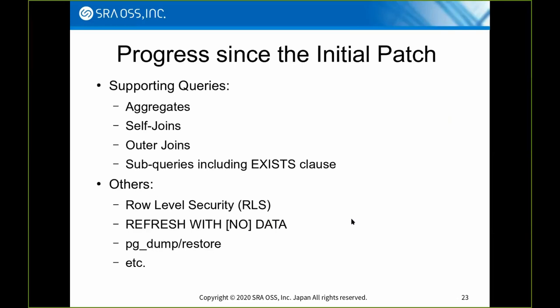Next, I'll explain our progress since the initial patch. Now, we are supporting some aggregates, self-joins, outer joins, and subqueries, including the EXISTS clause. We also support row-level security, REFRESH MATERIALIZED VIEW with NO DATA command, and pg_dump restore, and so on.